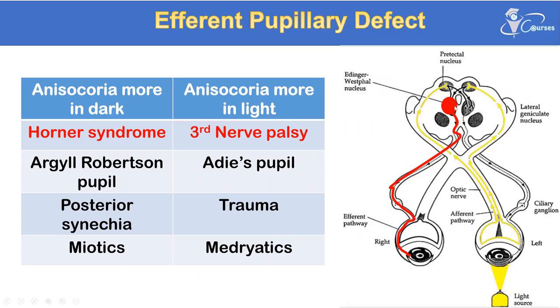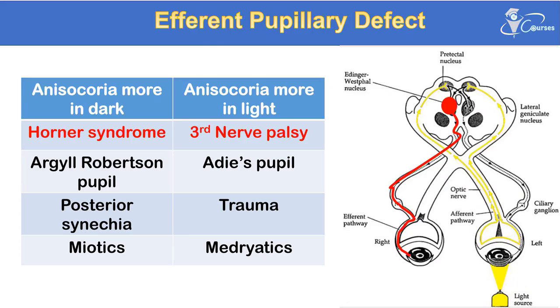So if there is trauma or any lesion involving the Edinger-Westphal nucleus, the third nerve, the ciliary ganglion, or short ciliary nerves as in Adie's pupil, or if there is trauma involving the dilator pupillae causing traumatic mydriasis, or mydriatic eye drops, all these will result in anisocoria more in light. On the other hand, if there is a sympathetic pathway affection, this will result in anisocoria more in dark, such as Horner syndrome, or if there is Argyll-Robertson pupil, it will result also in anisocoria more in dark, posterior synechia, and myotics.